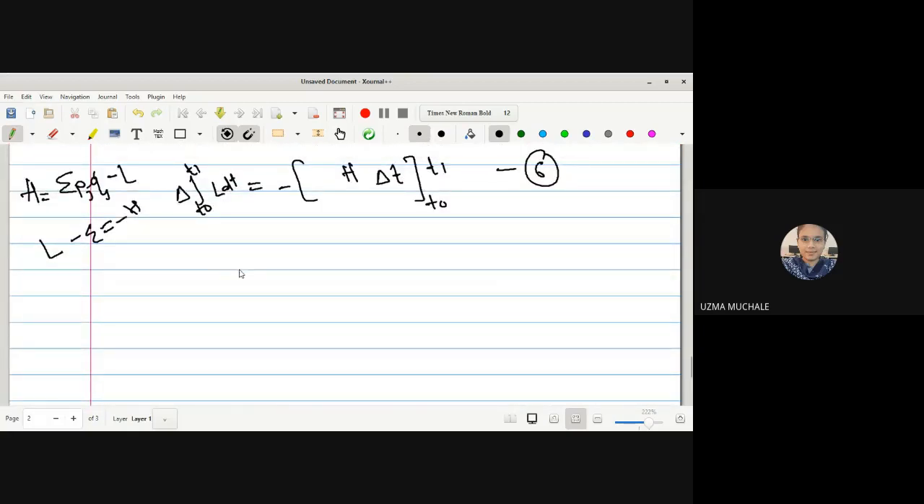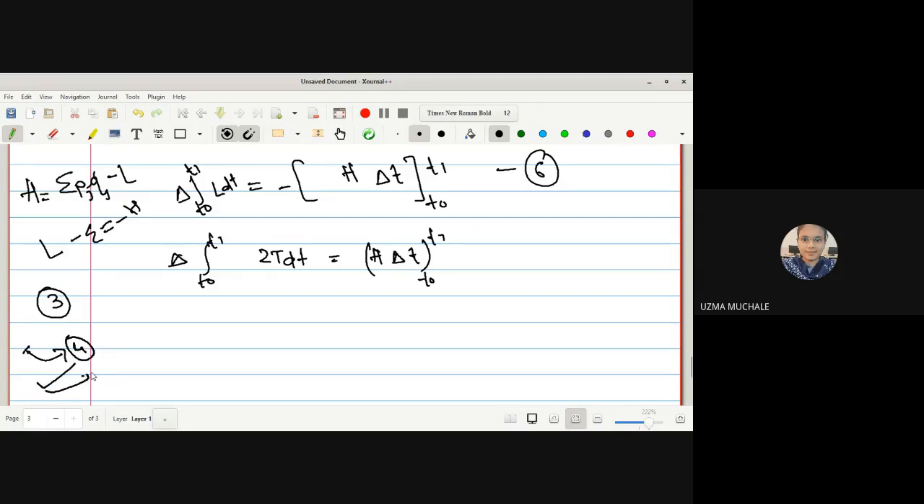Okay, what is our equation 3 now? Capital delta integration t naught to t1 L dt equal to, this will be as it is, H delta t, t naught to t1. We had to substitute the value of this. For this, what did we do? First we came to equation 3, evaluated the first term of equation 3 and reached equation 4. Evaluated the first term in equation 4 and put equation 5 into equation 4. After substituting equation 4 in 3, we get the result.